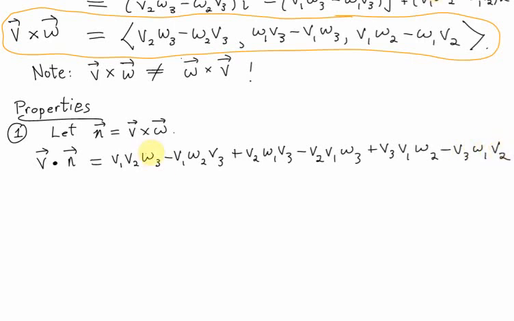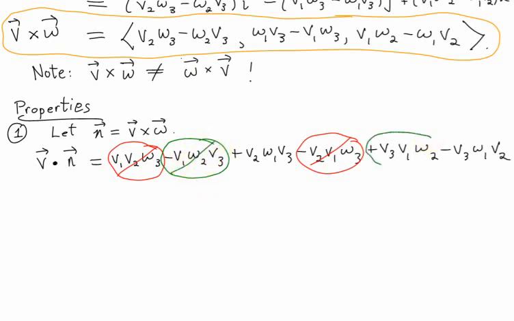But if you look closely, something great is going to happen. This first term, it turns out, cancels with the fourth term. The second term cancels out with the fifth term. And as you might suspect, the remaining 2 terms, the third term and the sixth term, also cancel out.